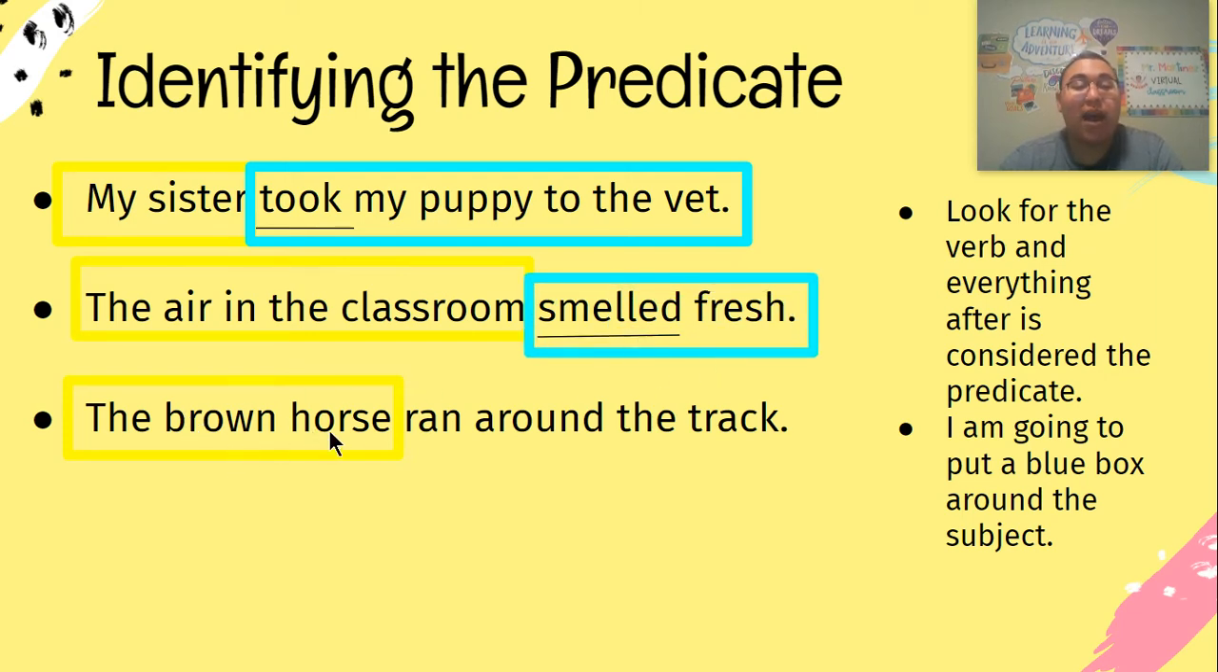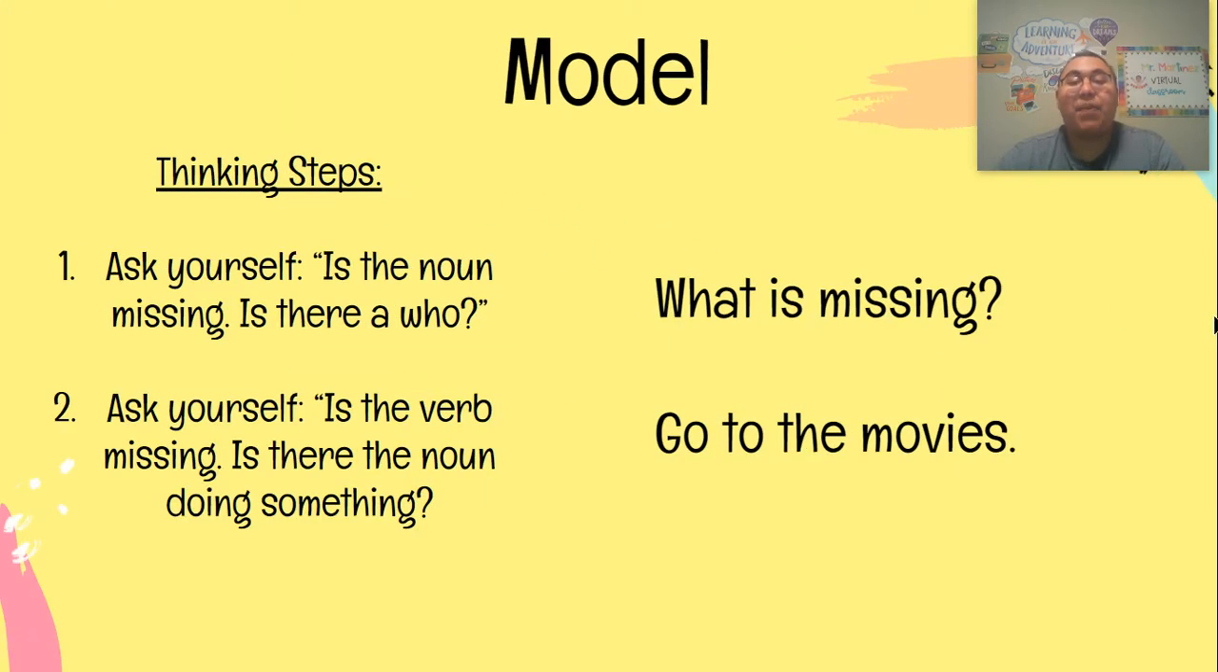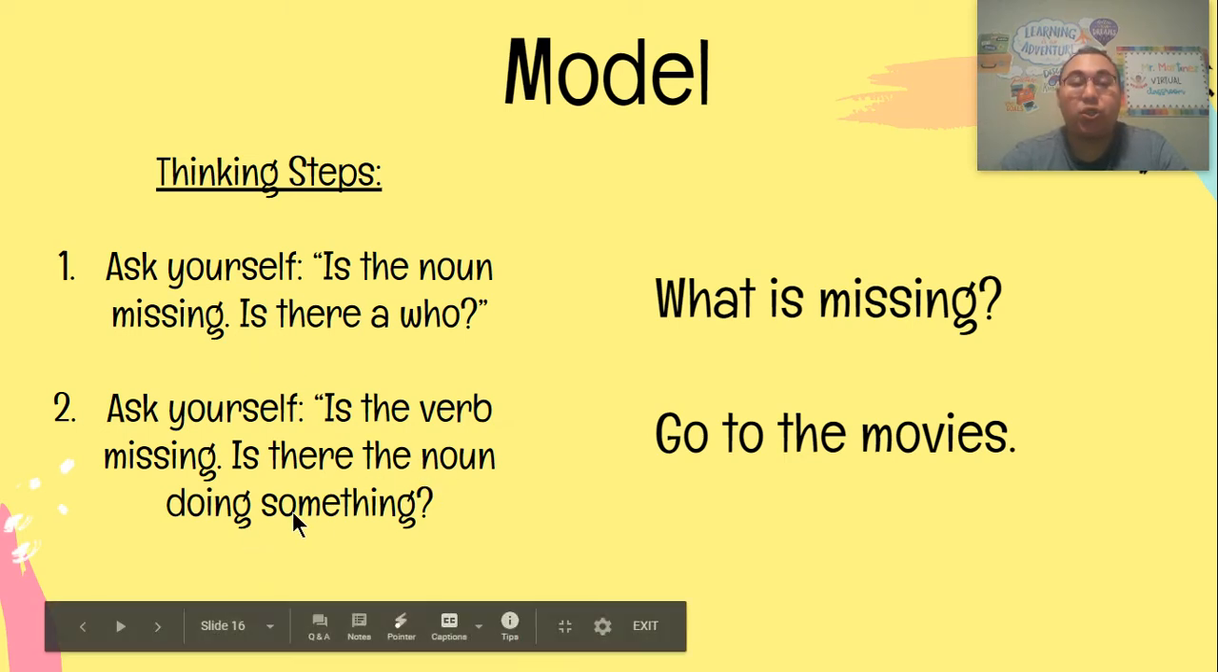The brown horse ran around the track. What is my verb here? It is ran. So everything after that is going to be considered my predicate. So now I've got to think about when a sentence is complete or when it is a fragment. So ask yourself, is there a noun? Is the noun missing? Is there a who? Or is the verb missing? Is the noun doing something? Okay. So what is missing?